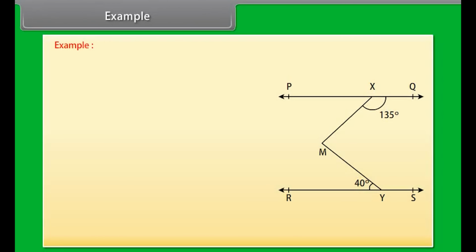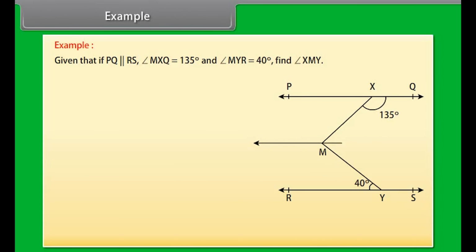Example. Now let us solve some examples related to parallel lines. Given that PQ is parallel to RS, angle MXQ is equal to 135 degrees and angle MYR is equal to 40 degrees, find angle XMY. For the solution, we need to draw a line AB parallel to line PQ through point M. Now AB is parallel to PQ and PQ is parallel to RS. Therefore, AB is parallel to RS because two lines parallel to the same line are parallel to each other.